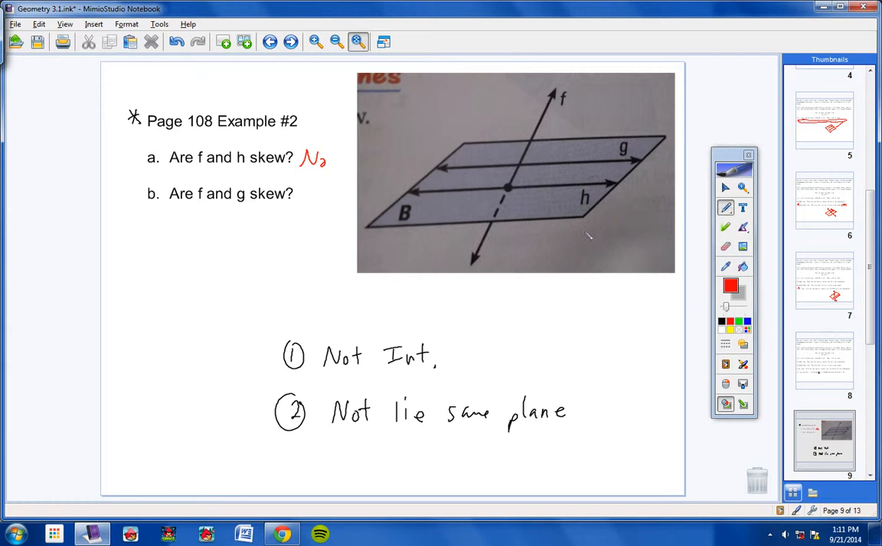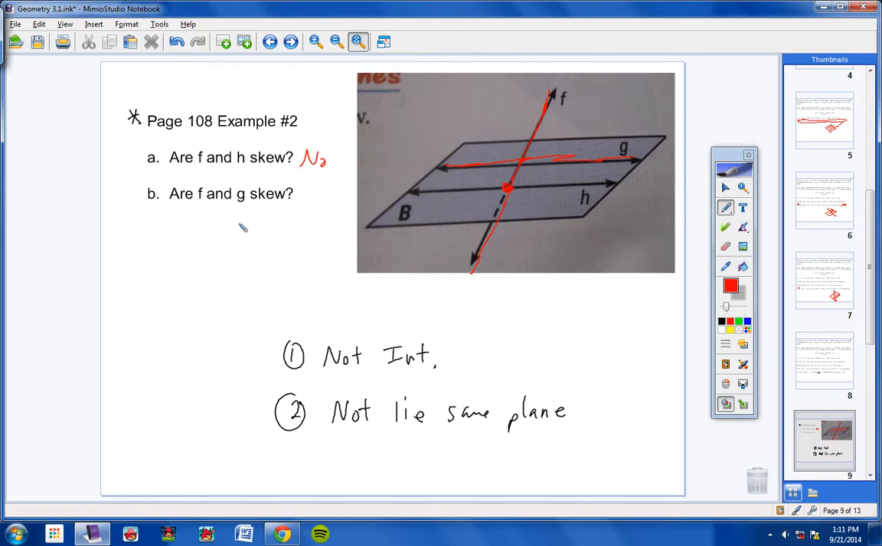Now let's take a look at the other two lines, F and G. Well, here's F, and here's G. They do not intersect. I know it looks like F is intersecting G, but it's not. G is like the line that's drawn on a sheet of paper. F is like the pencil that's getting poked through the paper right here. So those two lines are not intersecting, and they also don't lie in the same plane. They're in two different planes.